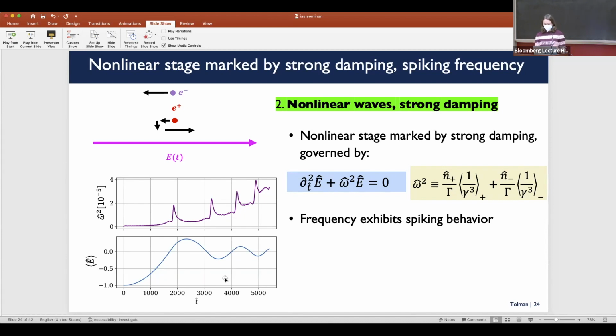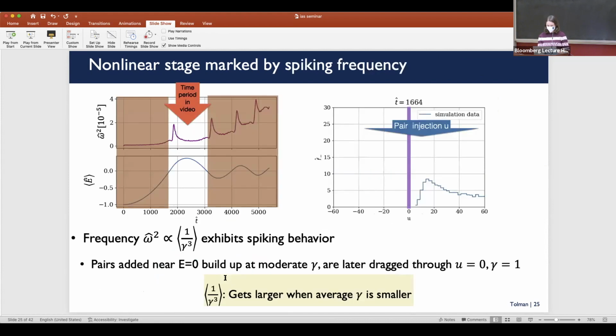So let's think about this spiking and what it might mean. To understand how the average Lorentz factor and the distribution evolve, we have to know what the distribution function is doing, right? So I can take the electric field evolution that we've had before, and I can look at a particular balance of the electric field in the nonlinear stage.